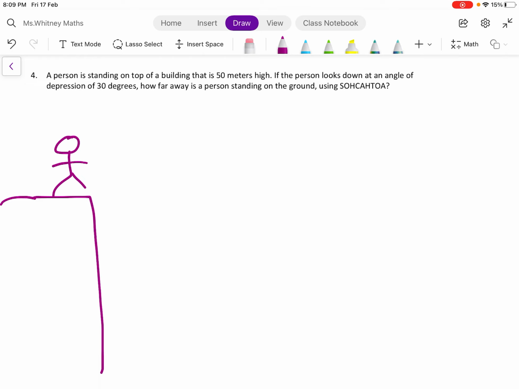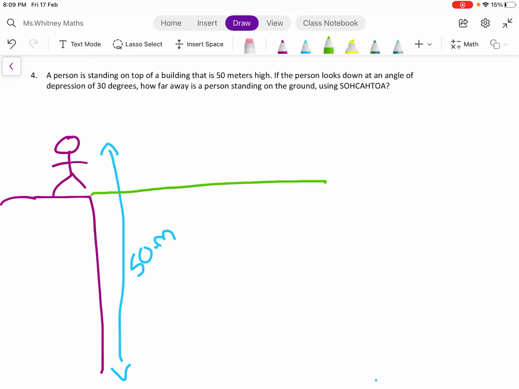If the person looks down at the angle of depression of this. So what we're going to assume here is we don't have any information about the person's height. So we're just going to assume that all of this here is 50, looking at this question. Okay, it's a little bit tricky with that because I understand that you should really have the person's height. So we're going to assume that this is 50 meters here. Now, angle of depression is when we go across. So we're going to go across here and we look down.